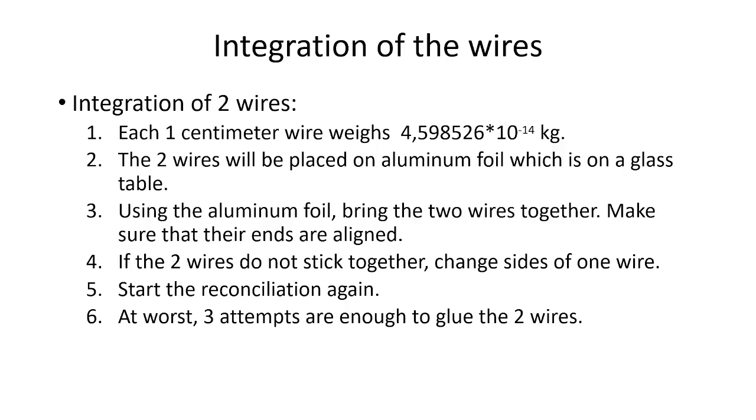3. Using the aluminum foil, bring the 2 wires together. Make sure that their ends are aligned. 4. If the two wires do not stick together, change the side of one wire. 5. Start the reconciliation again. 6. At worst, 3 attempts are enough to glue the two wires.